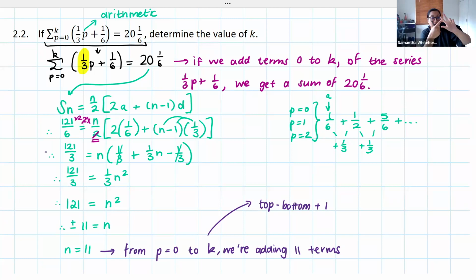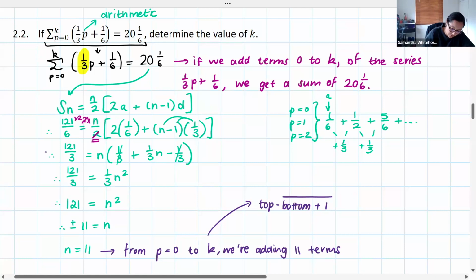Then p equals 1, p equals 2, p equals 3, p equals 4, p equals 5, p equals 6, 7, 8, 9, 10. Right? So up to 11 terms, I'm going up to p equals 10. And that's because my first term that I'm adding is 0. So because I'm not starting at p equals 1, I need to be careful. And this formula here is going to help me figure all of that out. So remember, this gives me the number of terms that I'm adding.